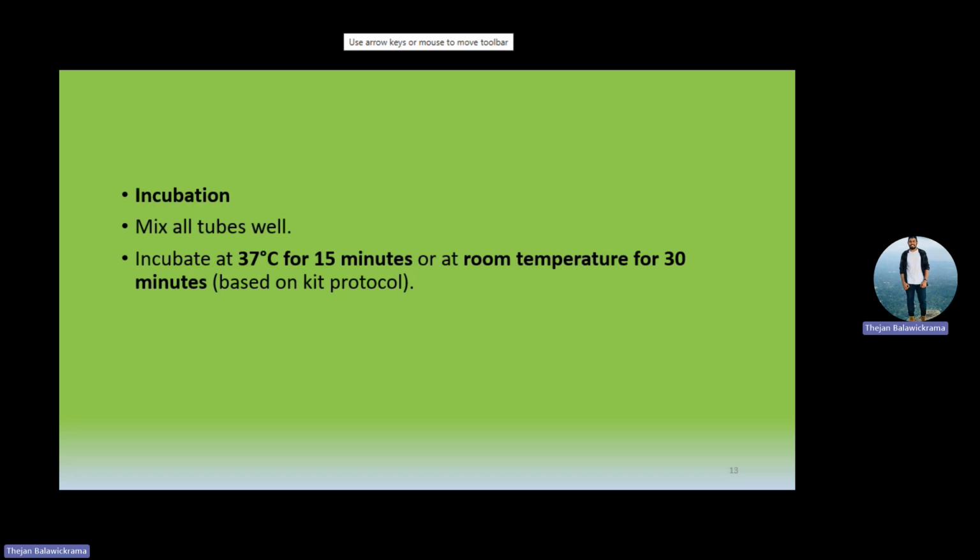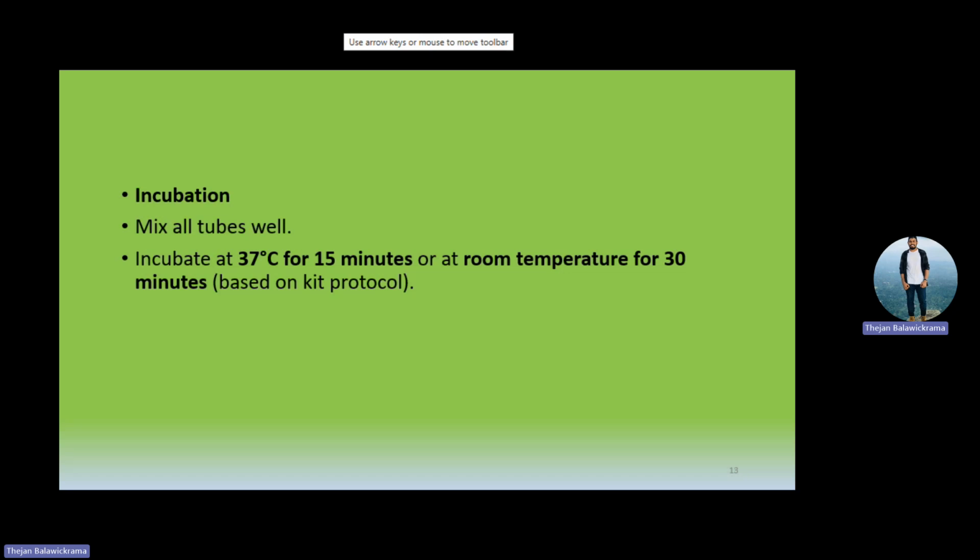So here what we do, incubation is done. That means after doing all this, as a final step, we mix all the test tubes. After that, temperature is brought up to 37 degrees Celsius for 15 minutes or at room temperature for 30 minutes. That is based on the kit protocol.